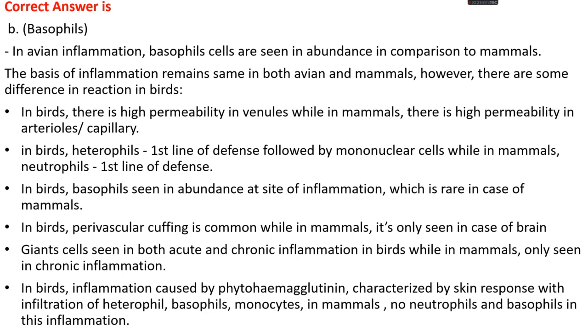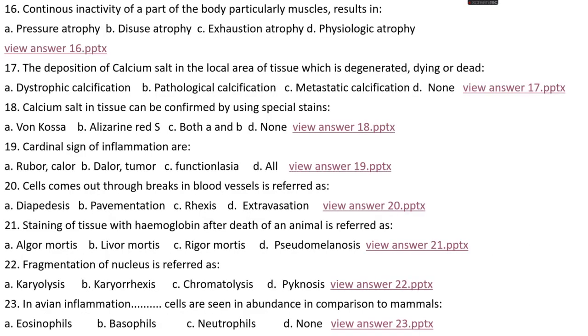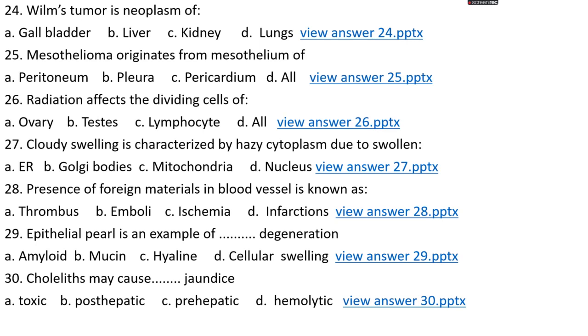Okay, giant cells are seen in both acute and chronic inflammation in birds, but in mammals, giant cells are only seen in chronic inflammation. In birds, inflammation is caused by phytohemagglutinin, which is mainly characterized by a skin response with infiltration of heterophils, basophils, and monocytes, while in mammals, no neutrophils or basophils are seen in inflammation.